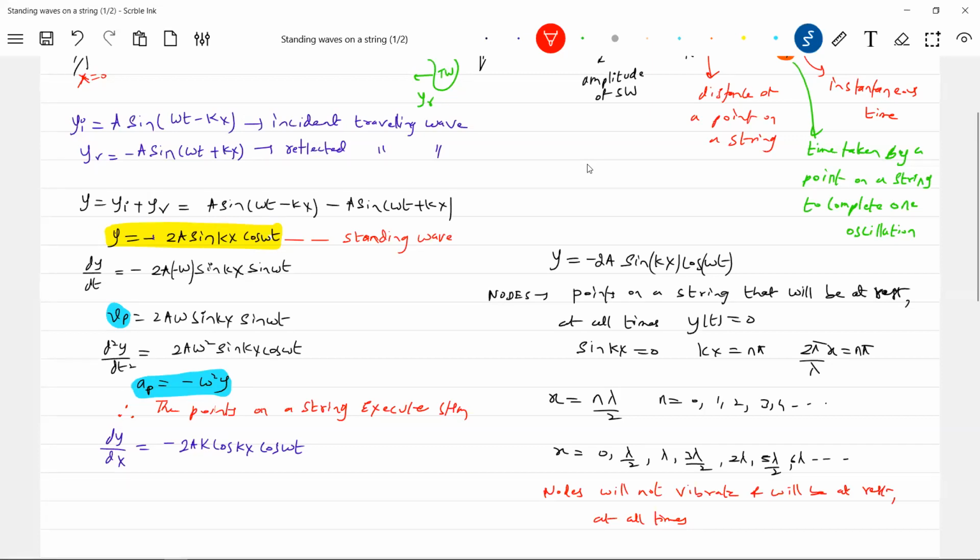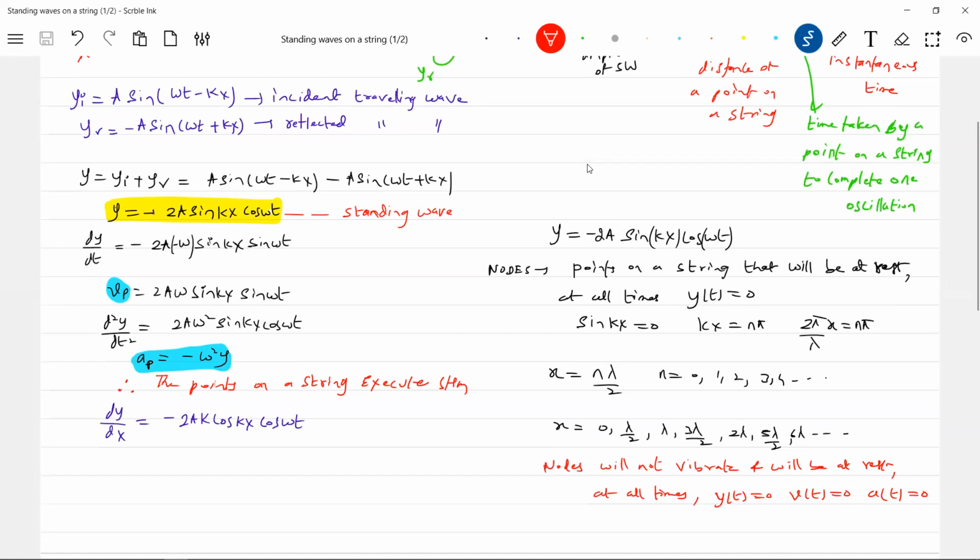What about the velocity? If sine kx is 0, velocity also will be 0. So what is the basic condition? Y of t will be 0, v of t will be 0. So nodes are the points which will not vibrate. If it is a test, there is no question of acceleration, speed, or displacement. Let's check the slope.